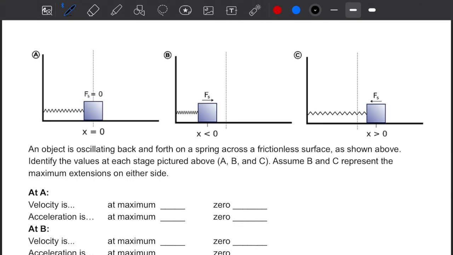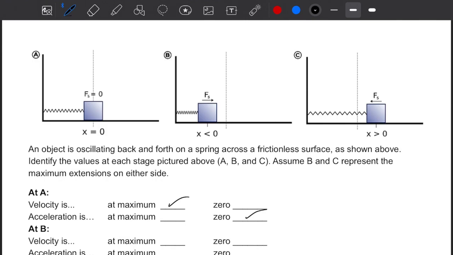All right, we've got a horizontal spring. Position A is at equilibrium. B is at amplitude to the left. C is at amplitude to the right. Amplitude being the farthest displacement from equilibrium. And we need to check the correct boxes for each location in regards to velocity and acceleration.